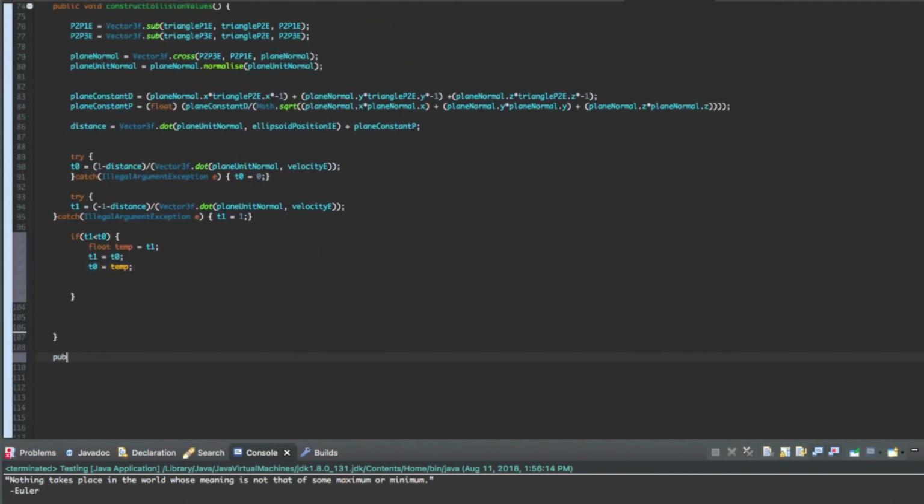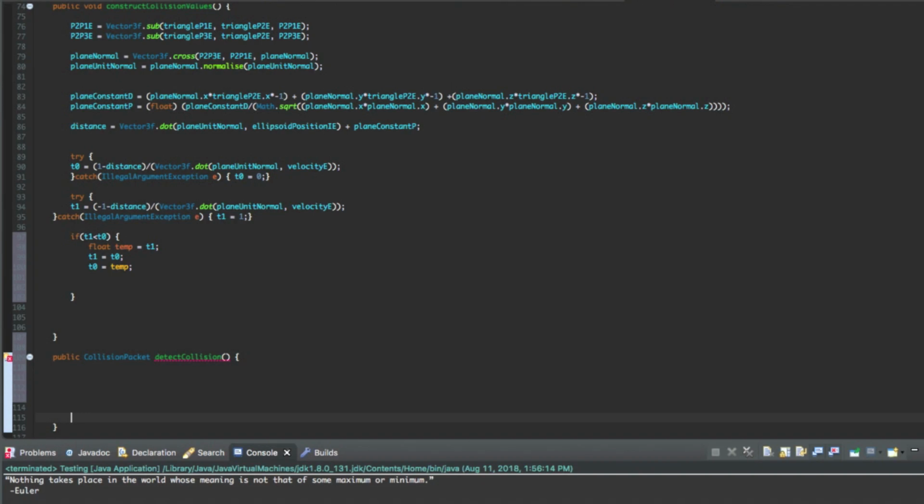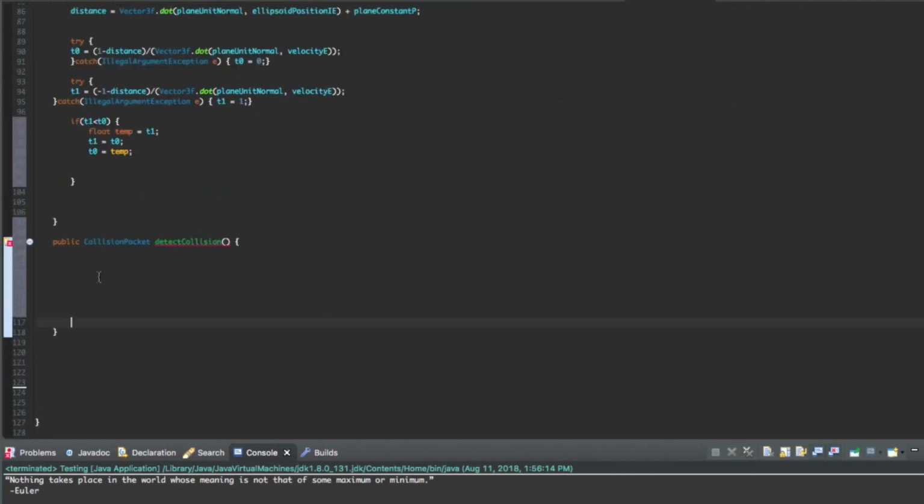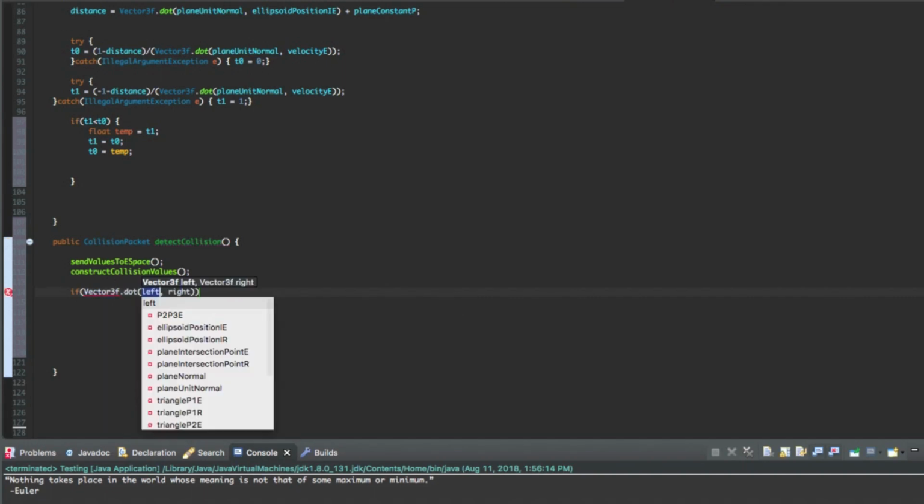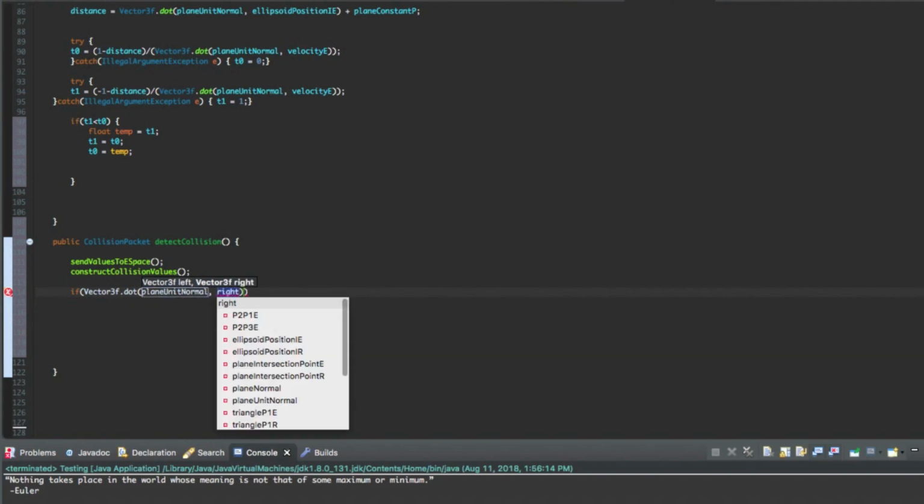So now we can move on to our actual detect collision method. And so this is going to return a collision packet. And yeah, let's jump into it. So first we'll start out by calling the methods that we wrote above, send values to eSpace and construct collision values. And then next we need to check if the sphere is traveling parallel to the plane. So we compare the dot product of the plane unit normal and the velocity vector to 0. And if that returns true, then the sphere is traveling parallel to the plane.